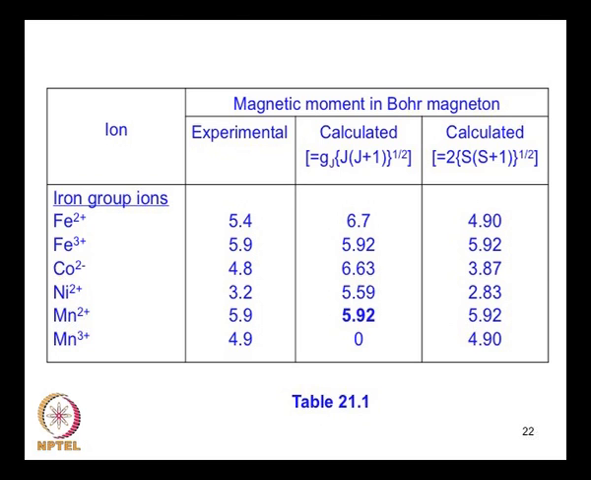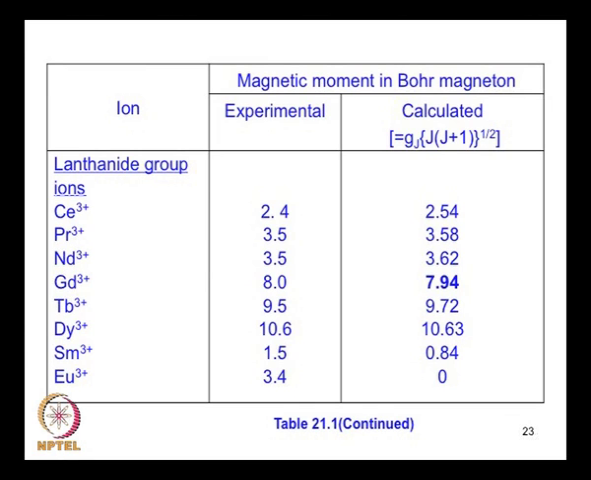Whereas, in the case of the rare earth ions, there is very good agreement between the experimental and calculated values on the basis of the assumption that the total angular momentum j is the resultant of L and S. That is, both orbital and spin contributions exist. So, this is the main difference between the rare earth ions and the iron group ions.